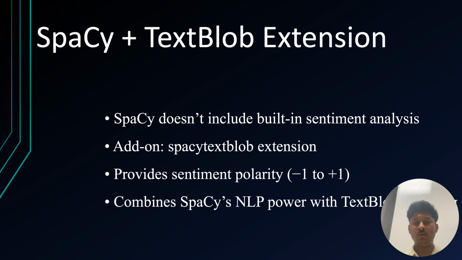Polarity score is a number between -1 and +1, where -1 means strongly negative, +1 means strongly positive, and 0 is neutral. By combining SpaCy and TextBlob, we can process text, extract features, and compute emotional tone, all in one pipeline. This makes it perfect for sentiment-based IR systems like product review analysis, news monitoring, or social media emotion tracking. In the next slide, I'll demonstrate exactly how this works in code.